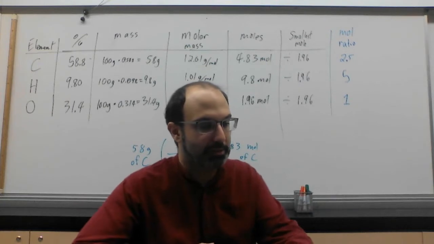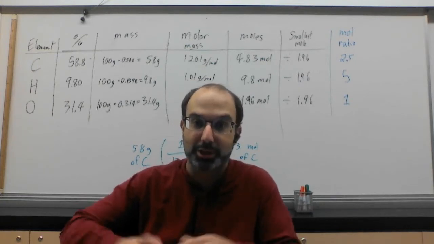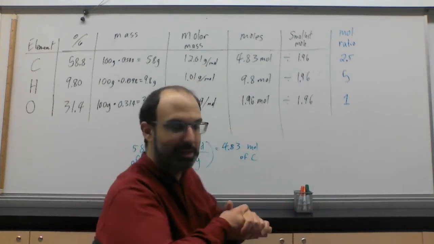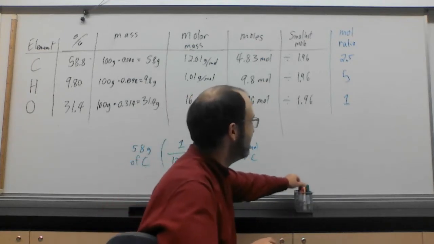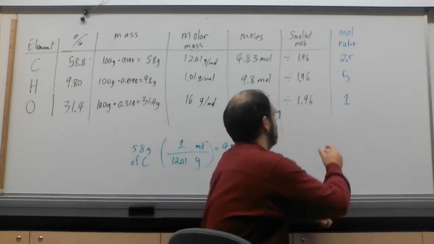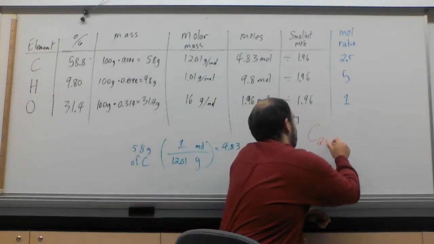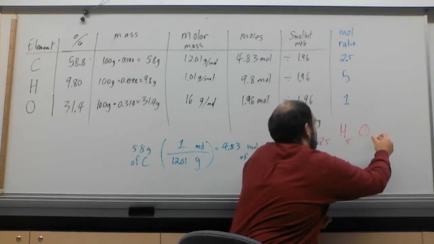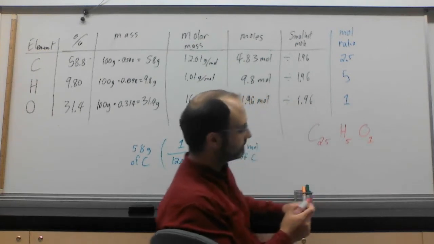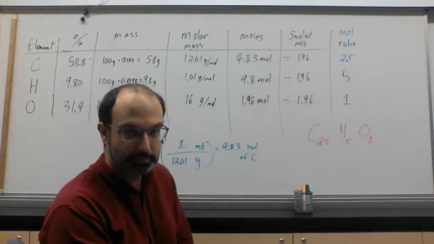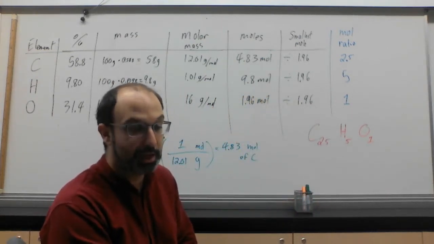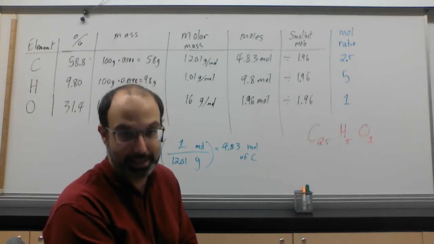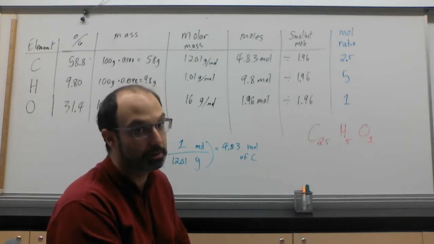But how do we work with that? Well, this is where we start to assemble our empirical formula. Our empirical formula in this case will be carbon 2.5, hydrogen 5, oxygen 1. No, we're not done, because obviously we need to get rid of that decimal. We can't have 2.5 carbon.